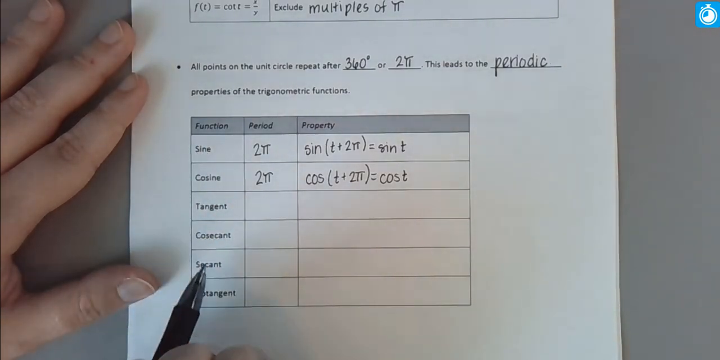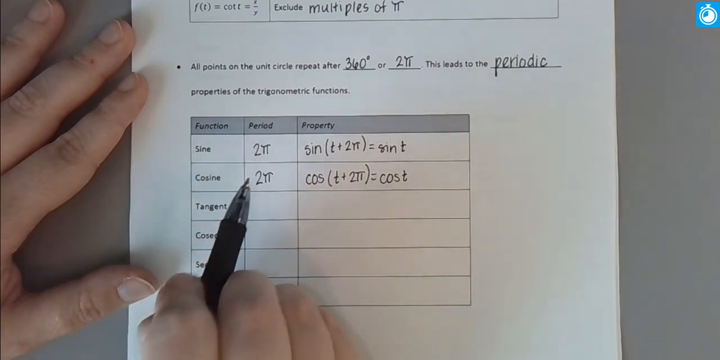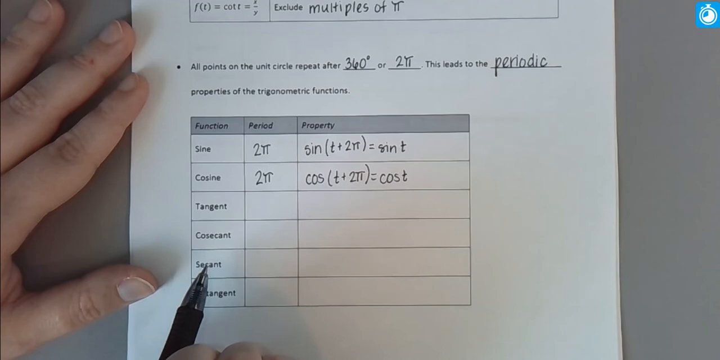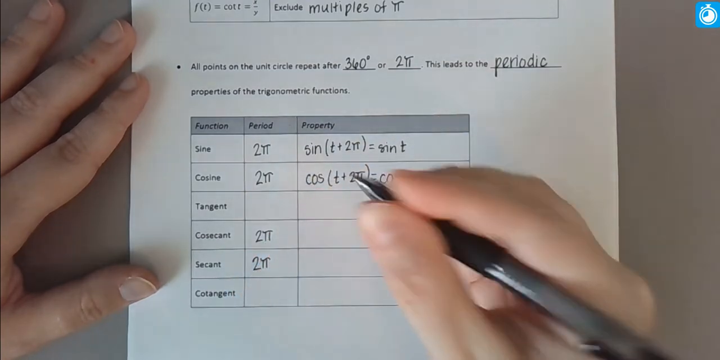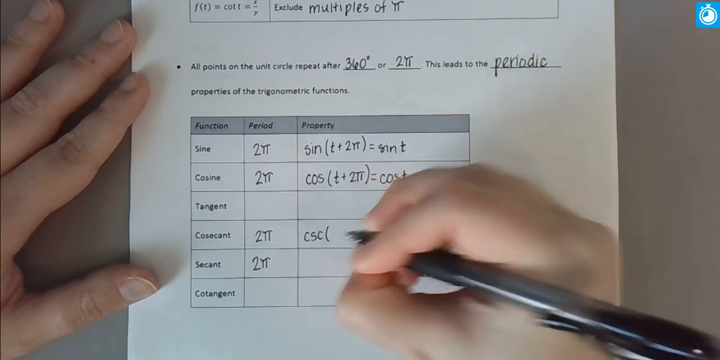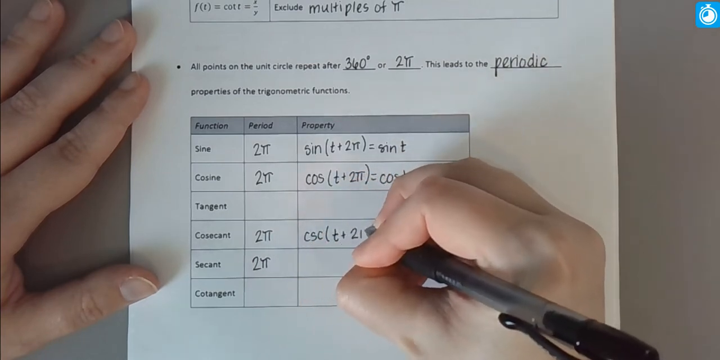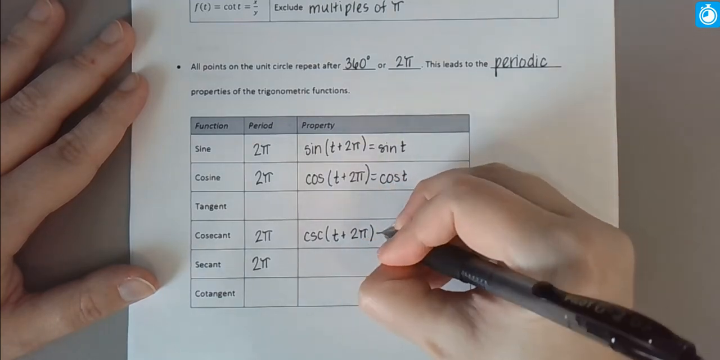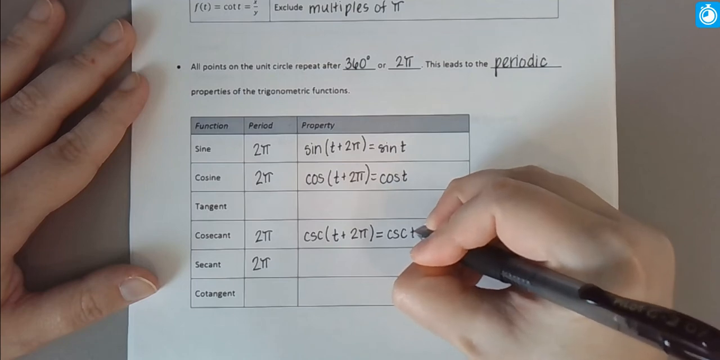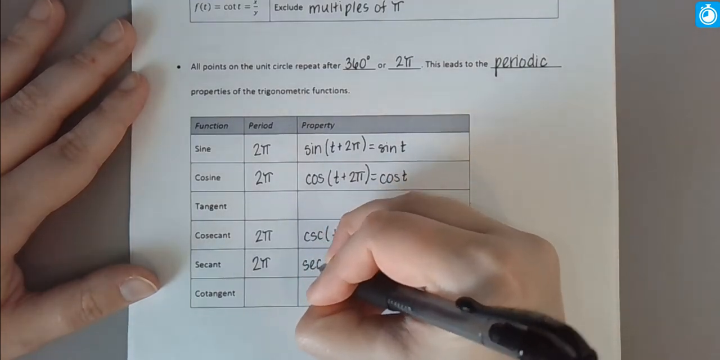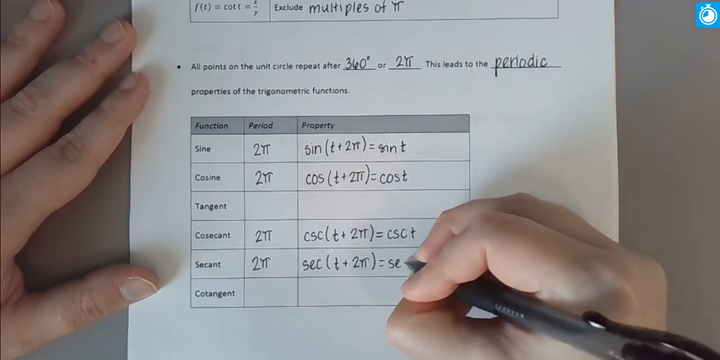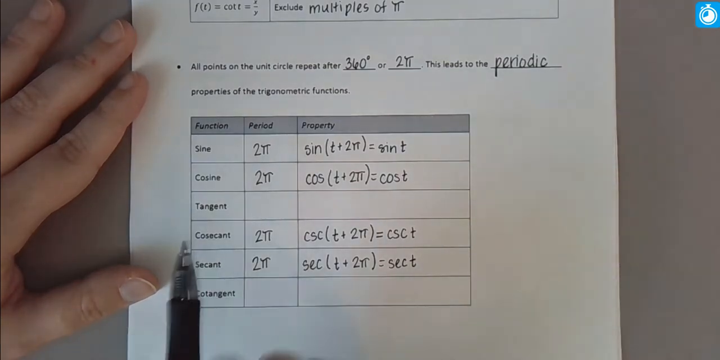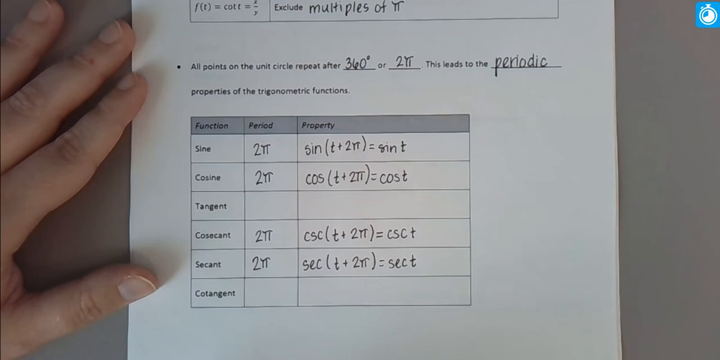Now because cosecant and secant are reciprocals of sine and cosine, the periodic properties end up being the same, based on the fact that these are just defined as ratios in relation to sine and cosine. So cosecant also has a period of 2 pi, and secant also has a period of 2 pi. So same kind of properties. The cosecant of some value, plus or minus our full rotation, is going to be the same thing as the cosecant of that original value. And then the secant of some value plus 2 pi is going to be the same as the secant of that original value.